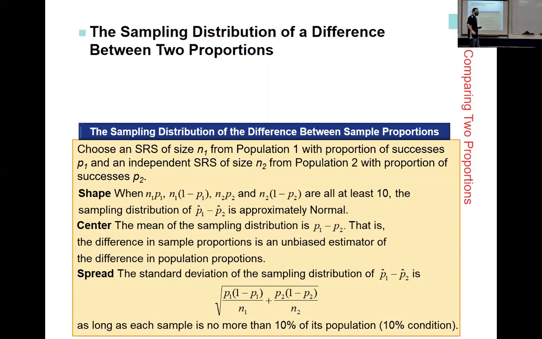So, shape. We're going to use approximately normal as long as our n times p and n times 1 minus p are both at least 10. Center, the mean of the difference is the difference of the means. Spread, the standard deviation, we would add the variances. So the distribution is going to look like this.